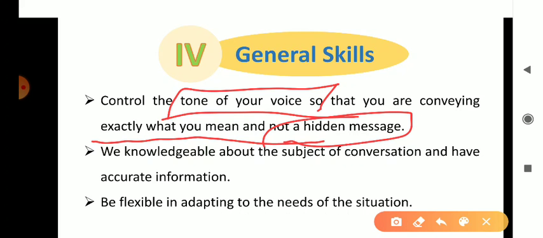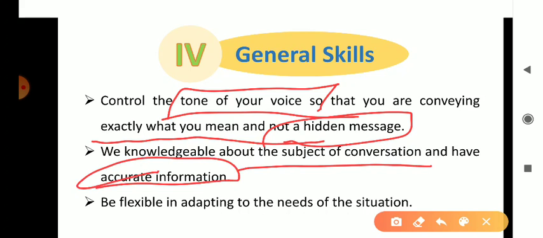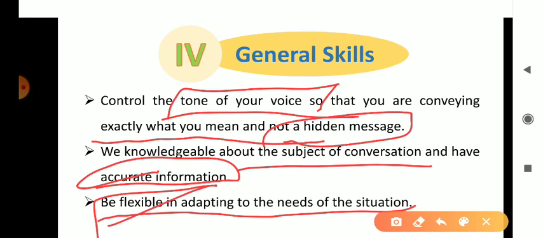Then be knowledgeable about the subject of conversation and have accurate information. Whatever subject matter you have for the conversation, the person should have accurate knowledge of that subject matter. Then be flexible in adapting to the needs of the situation. Means according to the need of the situation, the communicator has to be flexible. Like if the sender is sending the message and the receiver is not available to receive it, the sender has to wait until the receiver is available. So the plan should be flexible, not rigid.